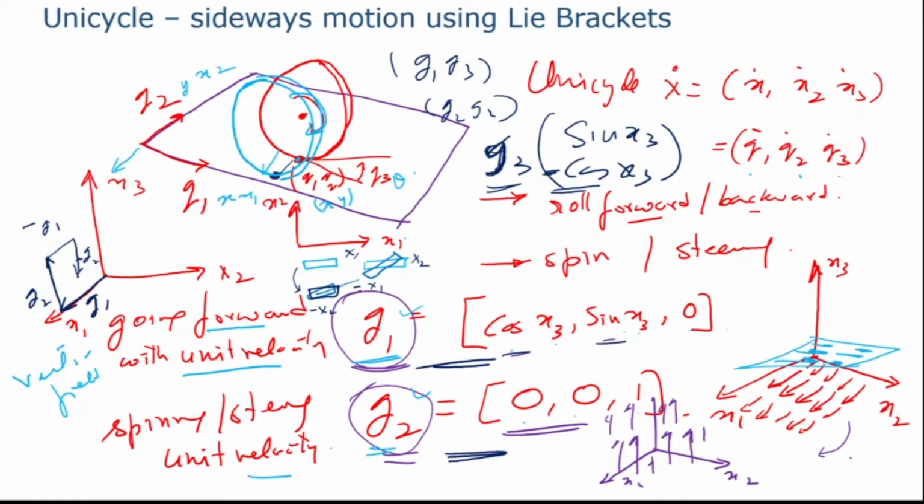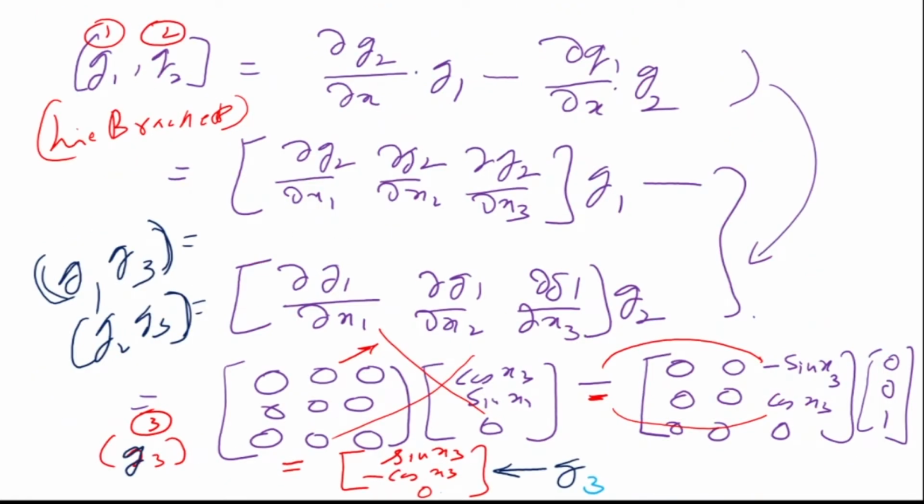So this is mathematically telling us that by taking the Lie bracket of g1 and g2, you are generating a third vector field, g3, and this is telling us that it can have a velocity in that direction, and that is what allows the wheel to actually go and park sideways. So this is also allowing the car to go and park sideways.